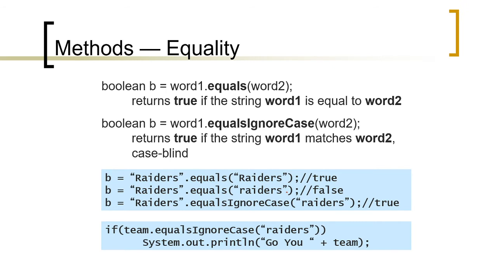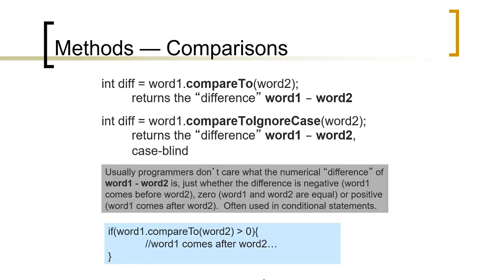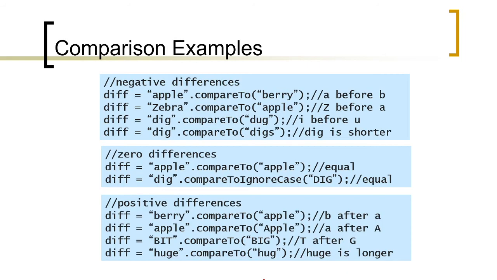Okay? So you can actually use this in an if-else-if statement. Comparison is actually similar to equality. The compareTo method will return the difference, okay, of the two words. It will return negative if word 1 comes before word 2, and then 0 if word 1 and word 2 are equal, and then positive if word 1 comes after word 2. Example, "apple" compareTo "berry".